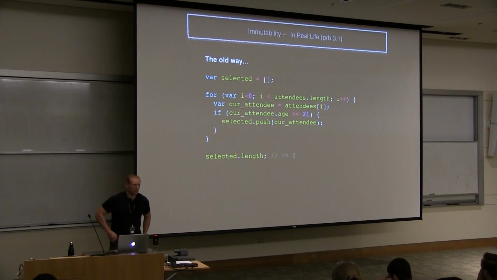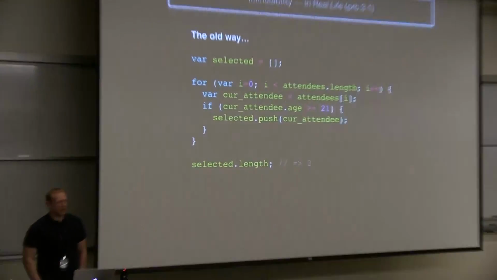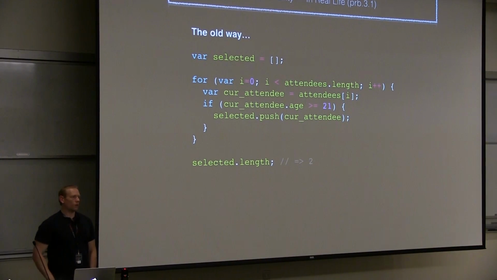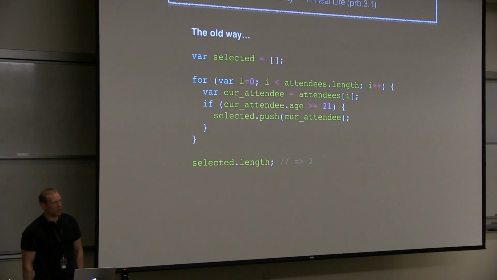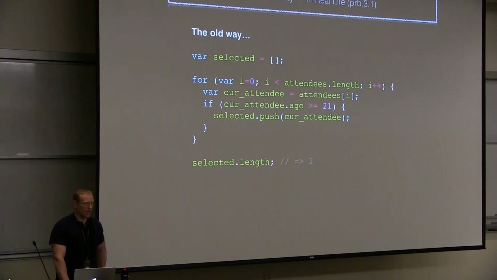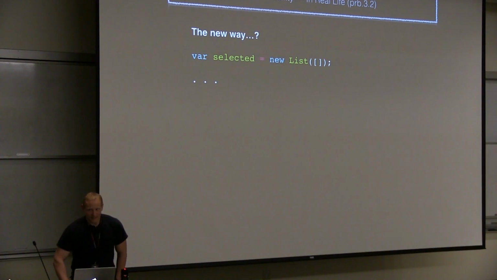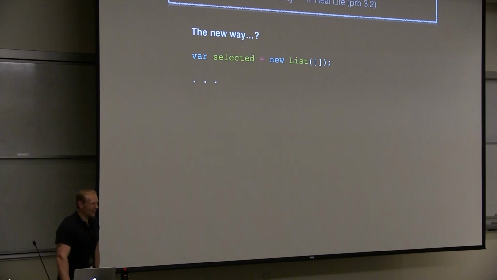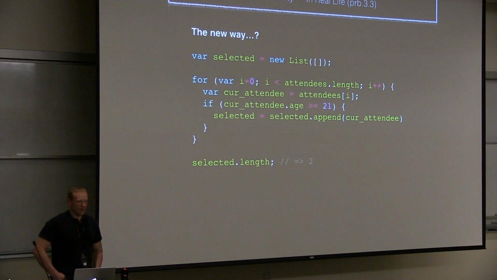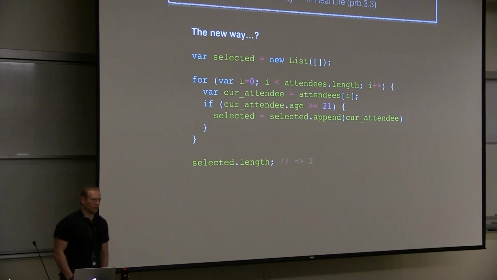The old way: you build an array, you for loop through it, and every time you find someone whose age is above or equal to 21, push them onto that array, and then you list the length. Pretty simple, right? How do we do that the new way? Filter. Well, that's a very good statement, but we're not there yet. You can do filters, you can do other things. But the new way is, of course, you want to create this new list and then do what? Reduce.